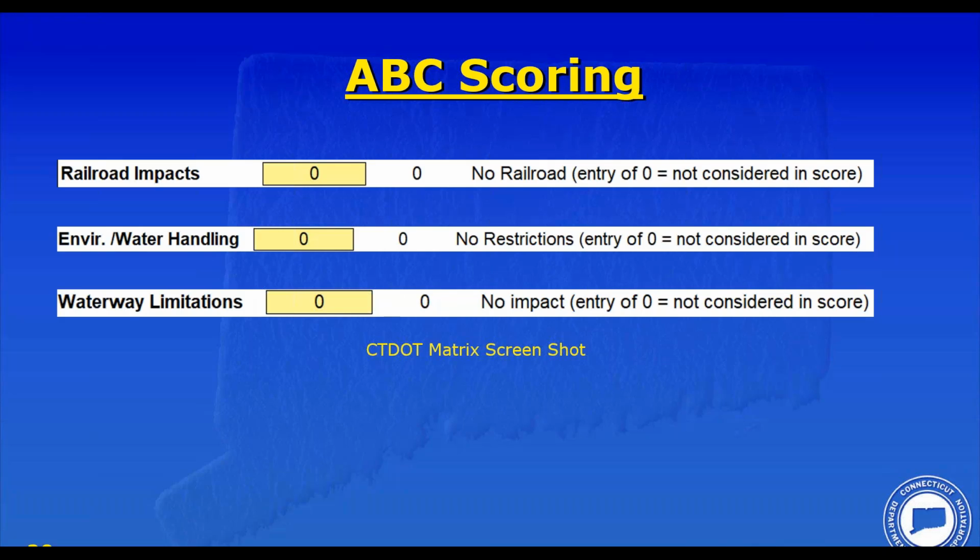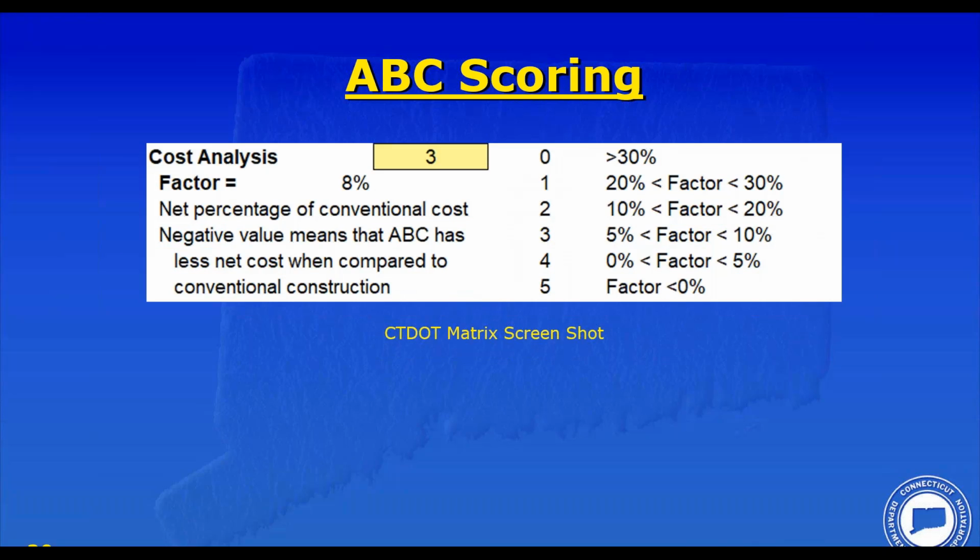So what's going to come out of this? What's the matrix going to tell us? I'm going to recap again. We have a project where the user impacts for ABC and conventional construction are pretty much a wash. But remember, the cost of ABC was probably going to be higher in this bridge than conventional construction. So the cost analysis, 8% was the increase for ABC. So that gives you a value of 3 for the cost analysis.